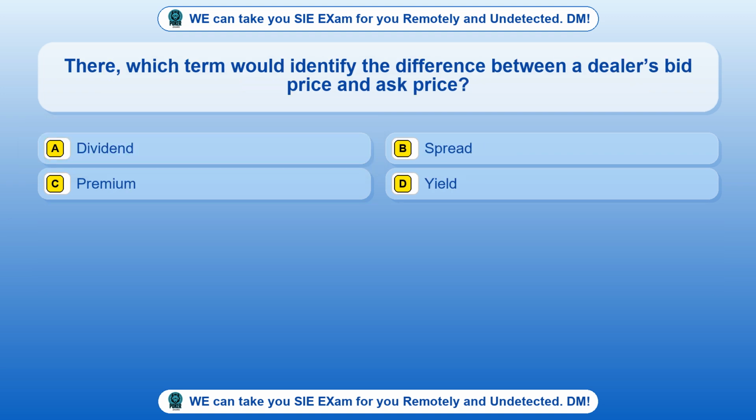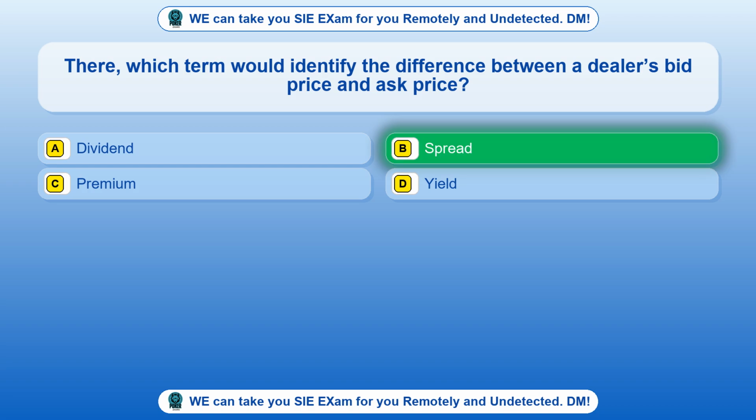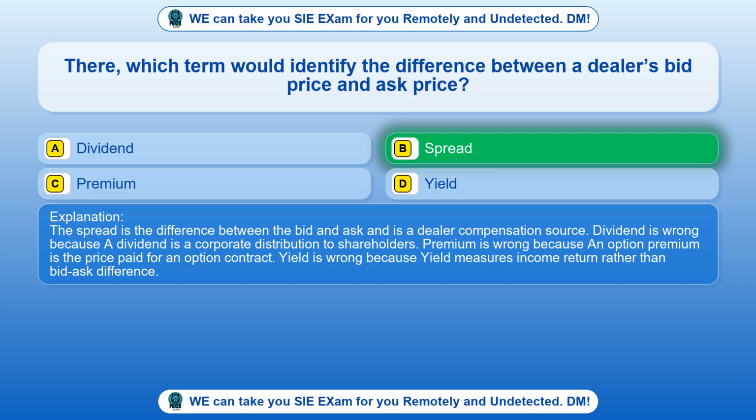Question 2. Which term would identify the difference between a dealer's bid price and ask price? Option A, dividend. Option B, spread. Option C, premium. Option D, yield. The correct answer is option B, spread. The spread is the difference between the bid and ask and is a dealer compensation source.